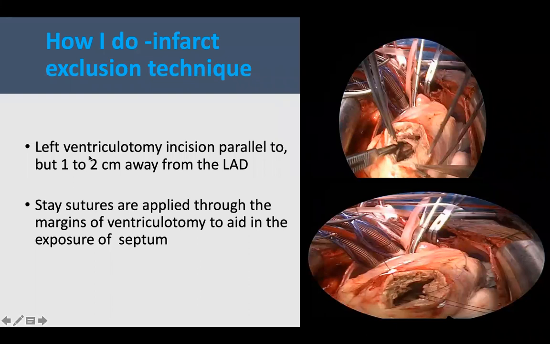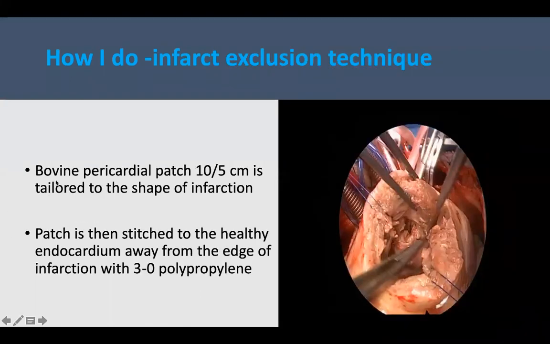Then the second step is a left ventriculotomy incision, which I put parallel to the LAD, 1 to 2 centimeters away from it. You should do this ventriculotomy very wide, don't hesitate, because most of it is infarction. It is almost the distal two-thirds of the anterior wall. So I open widely so that you get a good exposure. This is already infarcted, so it doesn't contribute anything to the LV function. Then I put two retraction sutures, which aid in the exposure of the septum.